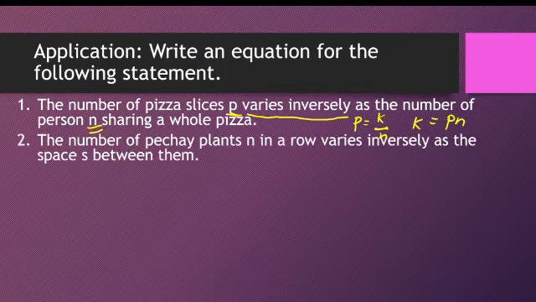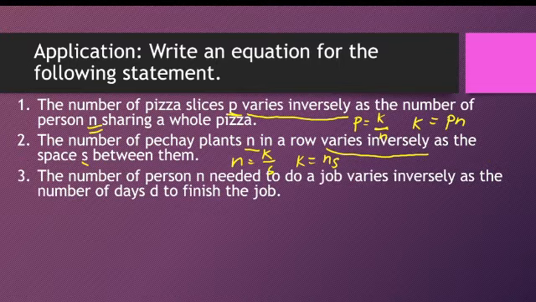So, the next one. The number of petri plants N in a row varies inversely. So, meron tayong statement dito. As the space S, the phrase varies inversely will tell us that it is an inverse variation. So, the number of petri is N, and then the number of space is S. So, that is N equal to K over S. So, our constant is NS or SN.